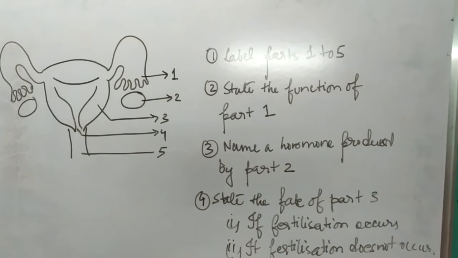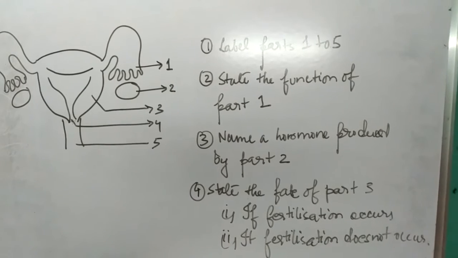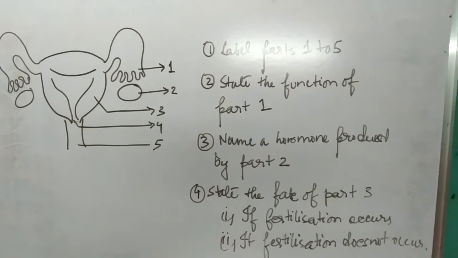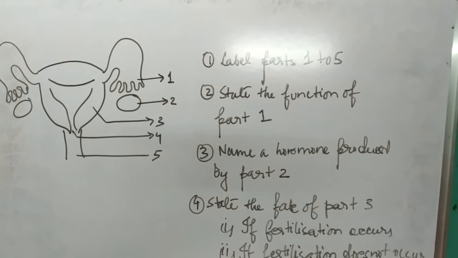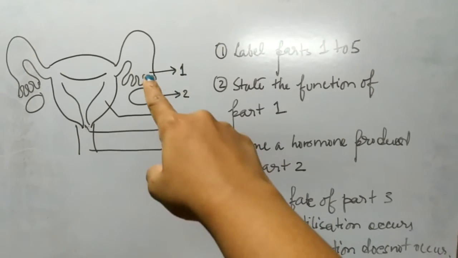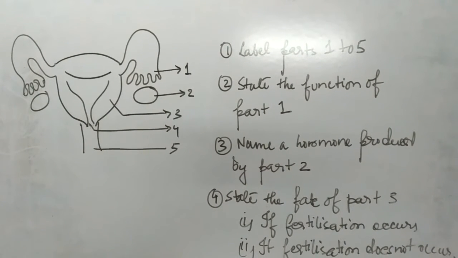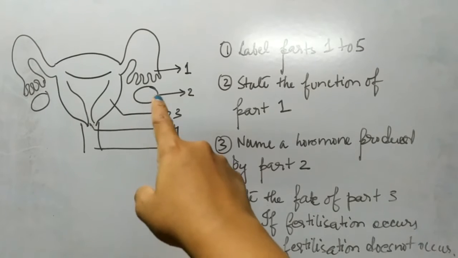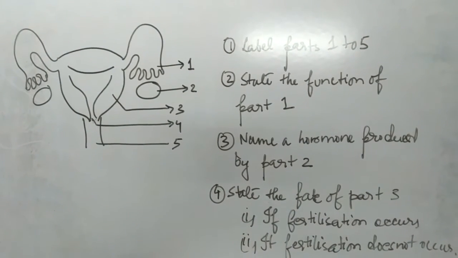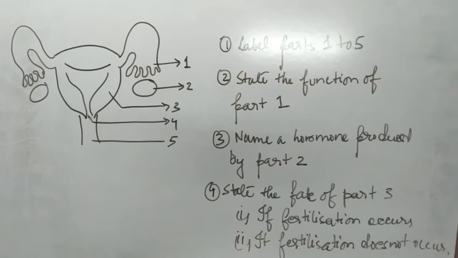Next, based on this diagram of the female reproductive system of a human, we will be doing a diagram based question. First, the question is, label parts 1 to 5. Now students, over here 1 is known as the oviducal funnel. Number 2 is the ovary. Number 3 is the uterus. Number 4 is the cervix, and number 5 is the vagina.